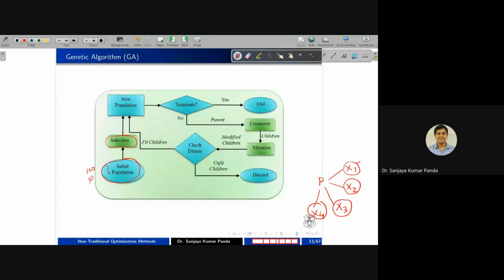Once you have taken this 100 or 50 population, there is a process called selection. What will selection do? Selection will choose some of the best solutions. So how do we know, out of these 100 population? Let us stick to a particular value, let us take 100. Suppose I want to choose only 10 population in the process of selection. The question arises, how to choose 10 out of 100 solutions?